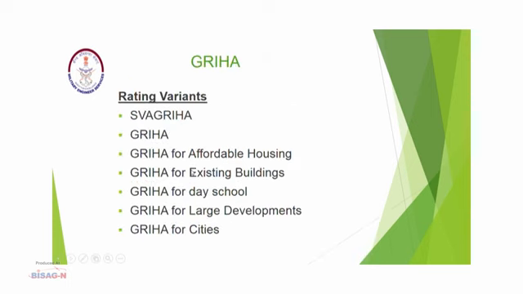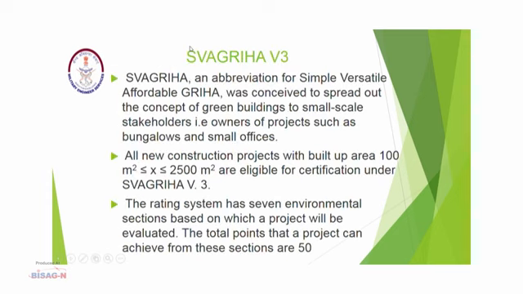Griha ratings are available in 7 different categories. We have Swagriha, Griha, Griha for affordable housing, Griha for existing buildings, Griha for day schools, Griha for large developments, and Griha for cities. Swagriha. Swagriha is an abbreviation for Simple, Versatile, Affordable Griha, and it was conceived to spread the concept of green buildings to small scale stakeholders, that is, owners of projects such as bungalows and small offices.